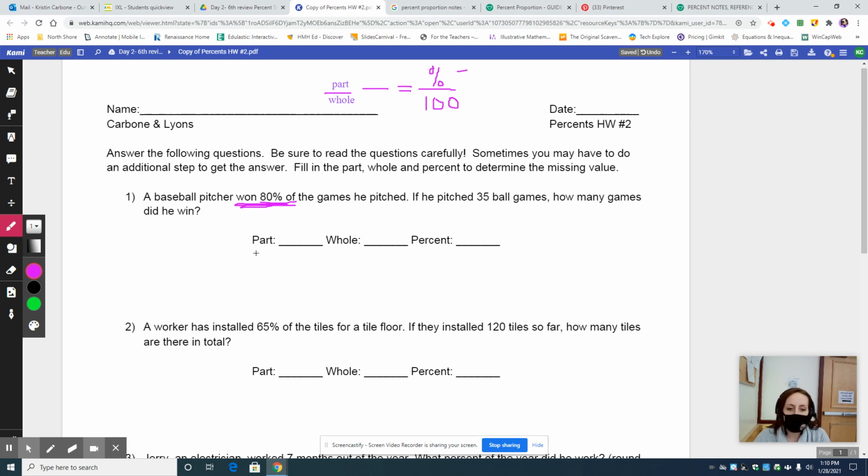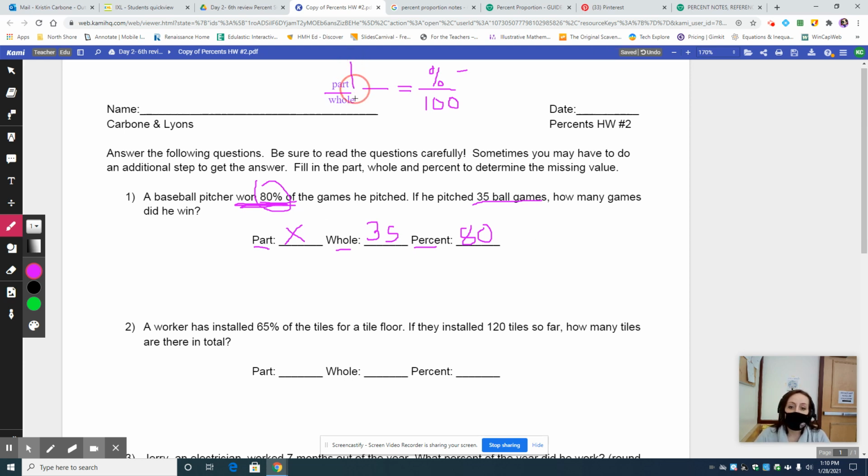Well, first we need to identify if it's a part, a whole, or a percent, where it belongs. The percent is very obvious. The percent is always a percent. So 80. If he pitched 35 games in total, would that be a part or a whole? What do you think? It would actually be the whole, because it's 35 games and we want to know which ones he won of the total. So 35 would be our whole, and we're looking for the part, and we use x to represent unknown values.